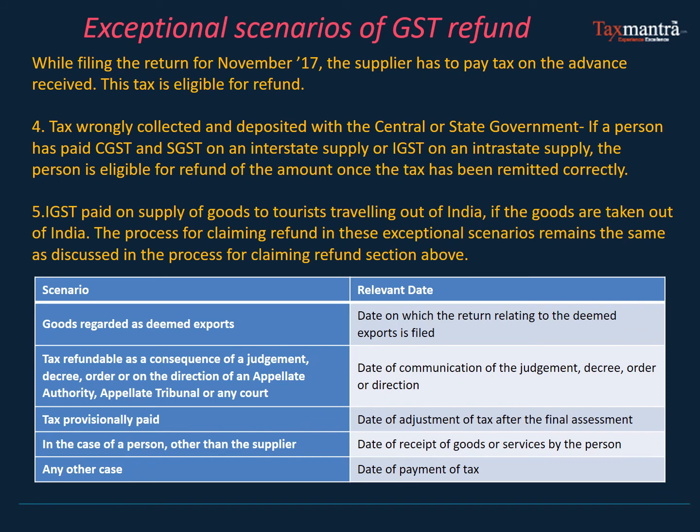Other exceptional scenarios include tax wrongly collected and deposited with the central government, or IGST paid on supply of goods to tourists traveling out of India. If the goods are taken out of India, the process of claiming refund remains the same. These are the relevant dates, and this is how we can claim GST refund in case of exceptional scenarios. So these are the exceptional scenarios which have been stated.